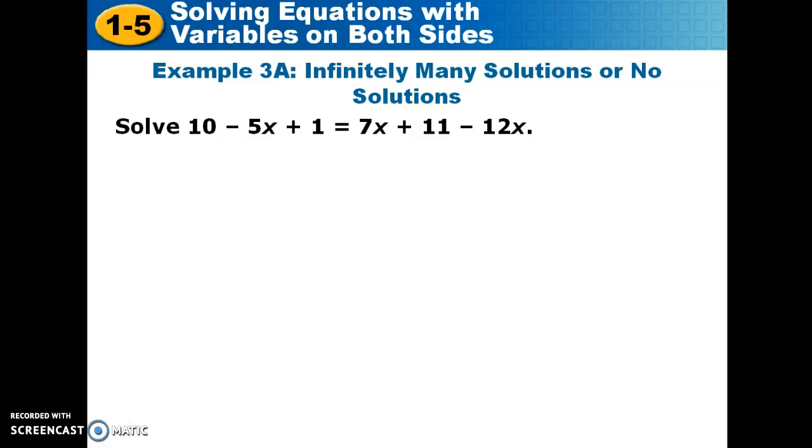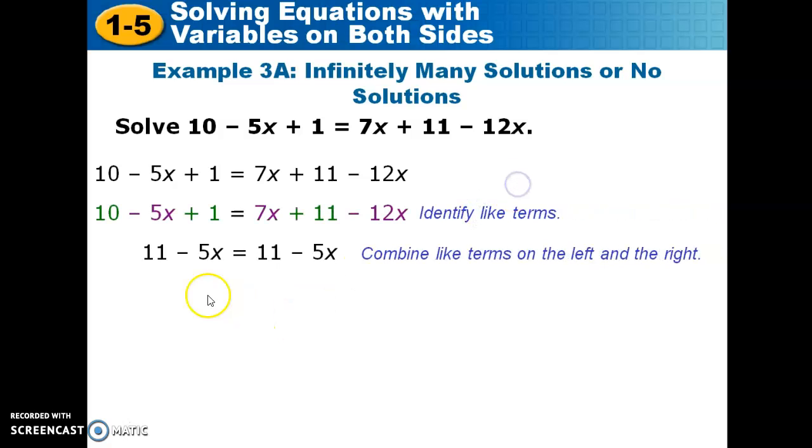Okay, so we have a nice long problem here. 10 minus 5x plus 1 equals 7x plus 11 minus 12x. I'm going to look to distribute. There's nothing to distribute. I'm going to look to combine like terms. And if I look here, I got a 10 and a 1 on the left side. On the right side, I got a 7 and a 12x. So I'm going to combine those like terms, and I can bring it down to 11 minus 5x on the left side, because 10 plus 1 is 11. And then I've got 7 minus 12x, which is minus 5x. So again, on the right side, I have 11 minus 5x.